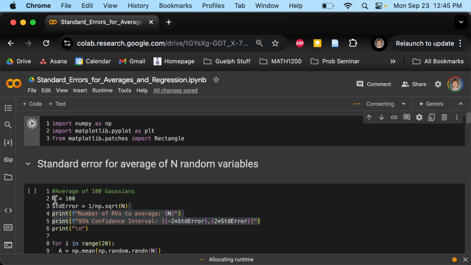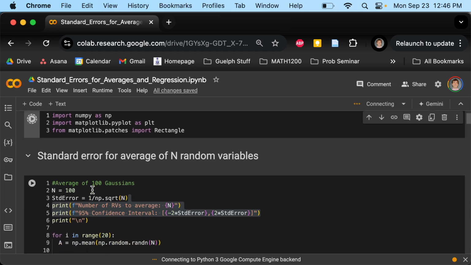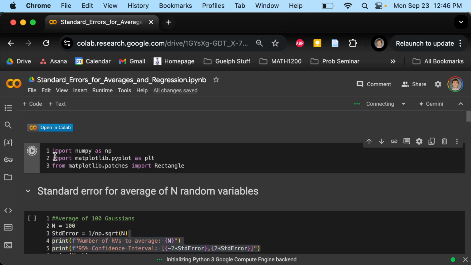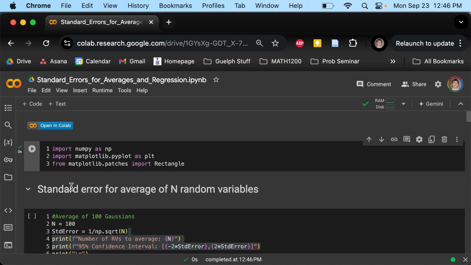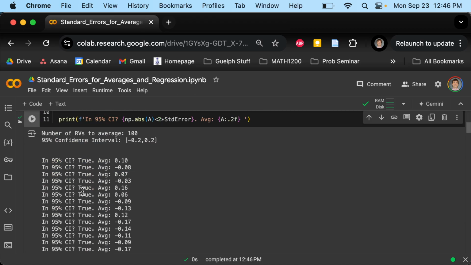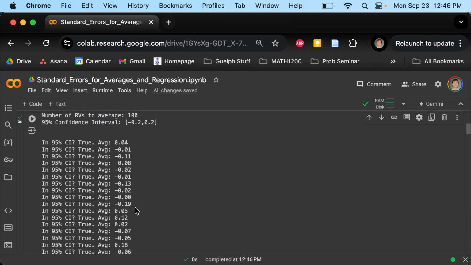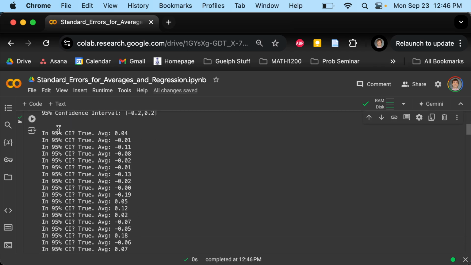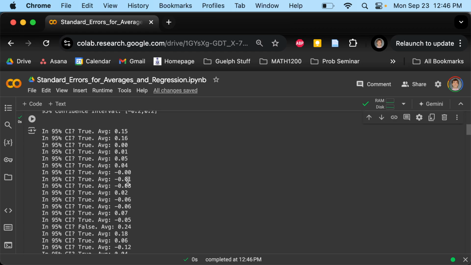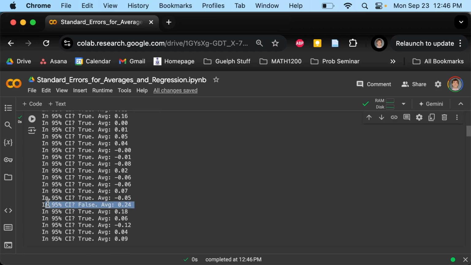Let's run it again and see. So on average, 19 of them are true, and 1 of them is false, hopefully. Let's run it again. Okay, this time, true, true, true, true, true, true, true, true, true. Give me a false. There it is. Okay, look. All right, so is that 1 out of 20 false?